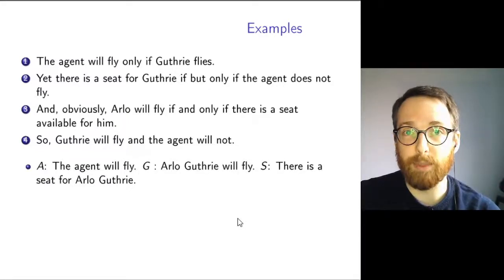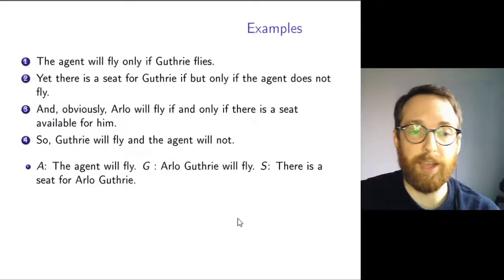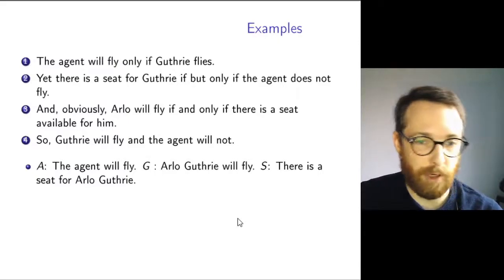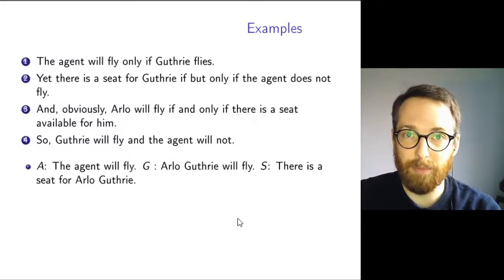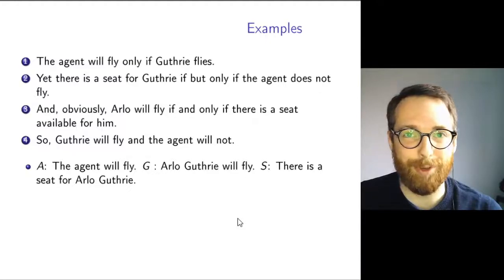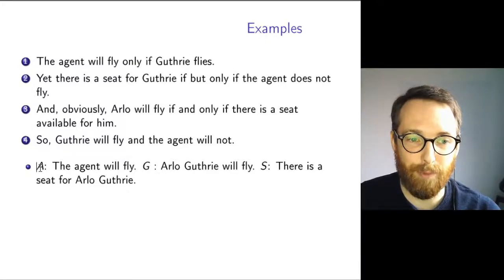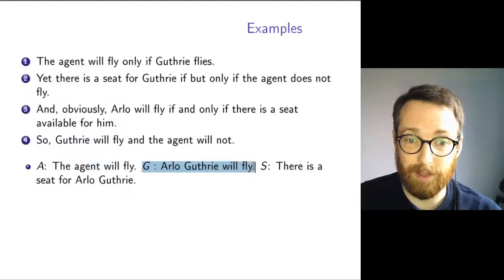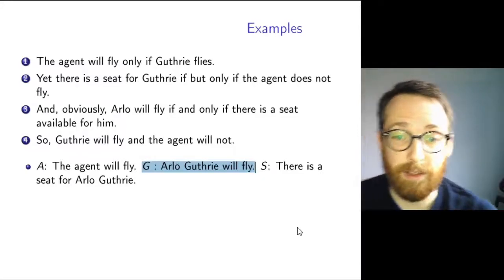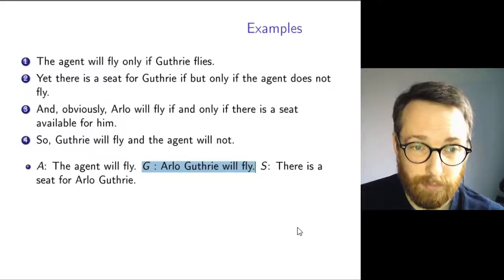I'm going to give you a symbolization key. So we're going to use A for the agent will fly, G for Guthrie will fly. Watch out. Guthrie, you might abbreviate himself in your head as A, but we're using A for the agent will fly. So the sentence saying that Guthrie will fly, that's got to be G. S, there's a seat for Arlo Guthrie. Okay.